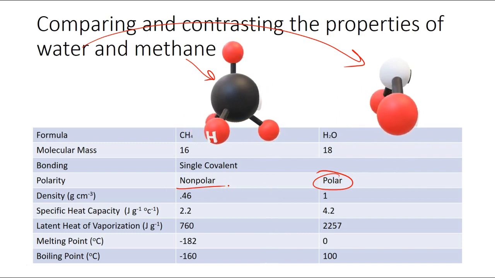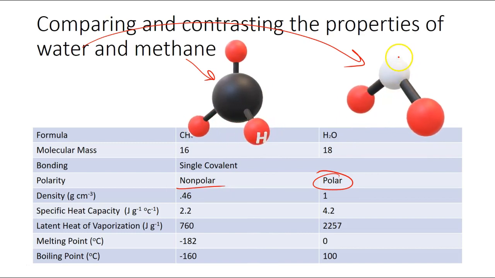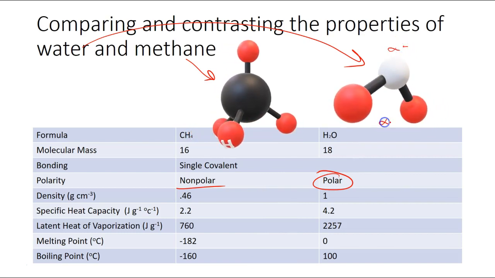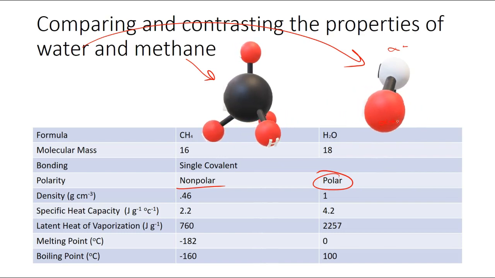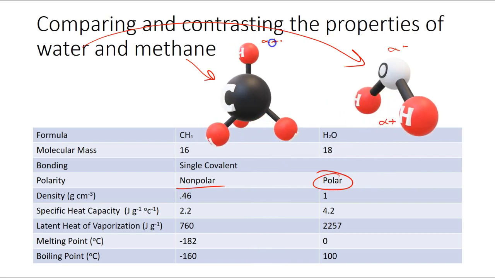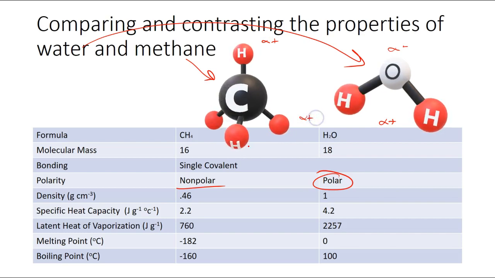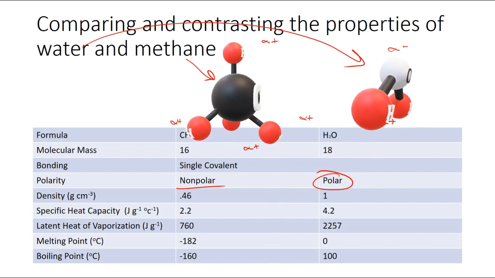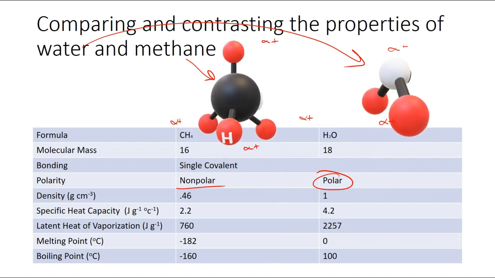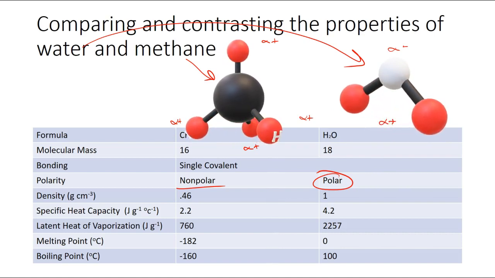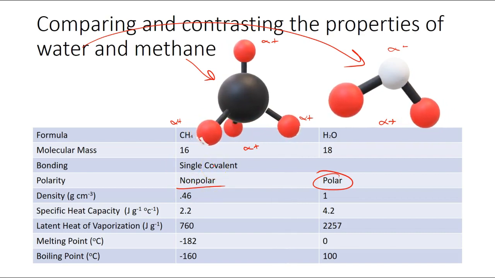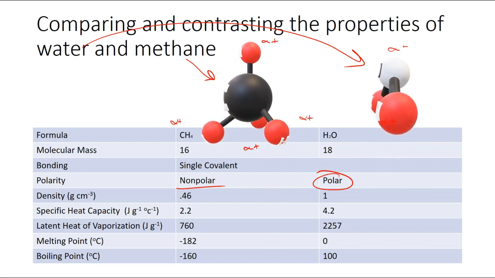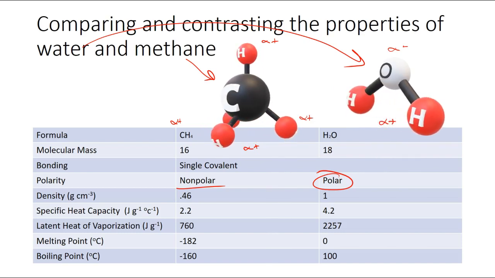What does that mean? It means the water molecule has uneven distribution of charges. This end is partially negative, and this end is partially positive. Over here, the methane, this end is partially positive, this end is partially positive, this end is partially positive, this end is partially positive. You can't find an area on the methane molecule that is partially negative because it is nonpolar. It has an equal distribution of charges throughout the entire molecule. Water molecule is the opposite. Okay, so that's the biggest difference.